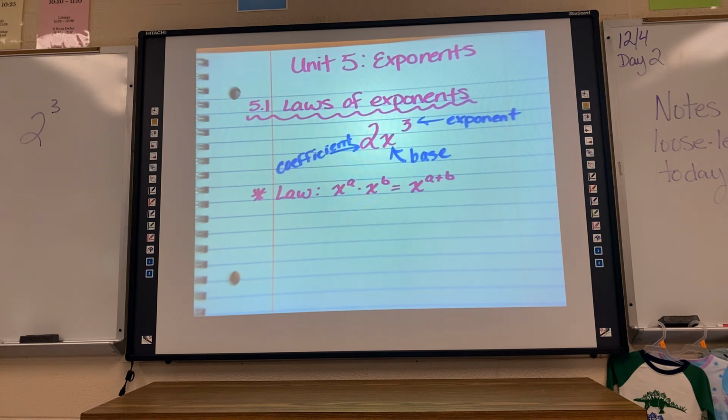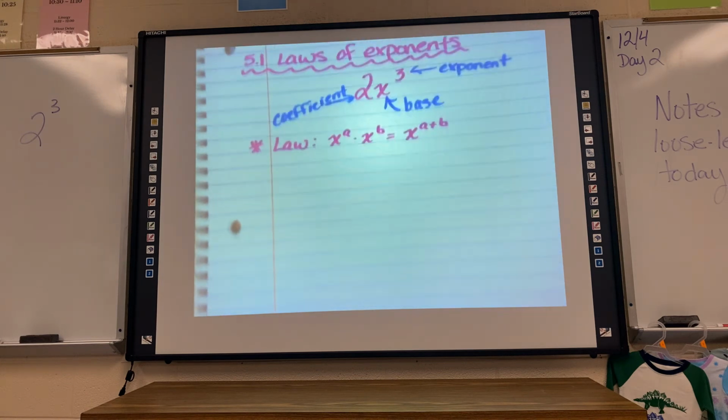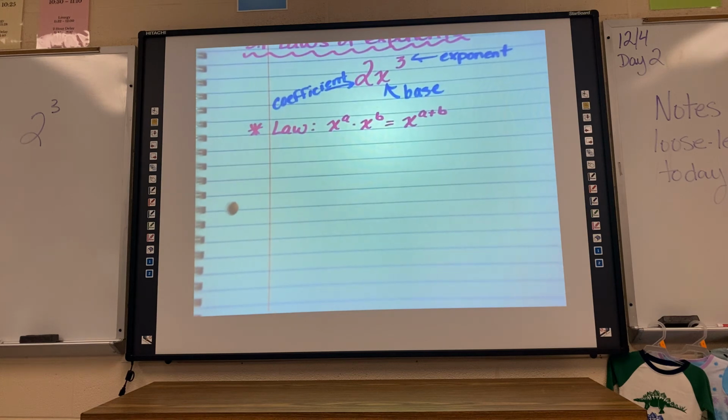Okay? So we're going to go through all the different laws here. Who remembers this? Anyone? Hands up? No? Okay. So the first law, the easiest one, is x to the a times x to the b equals x to the a plus b. What does that mean? Same base. If they're being multiplied, you add the exponents. Same base being multiplied, add the exponents. That's all you do there.